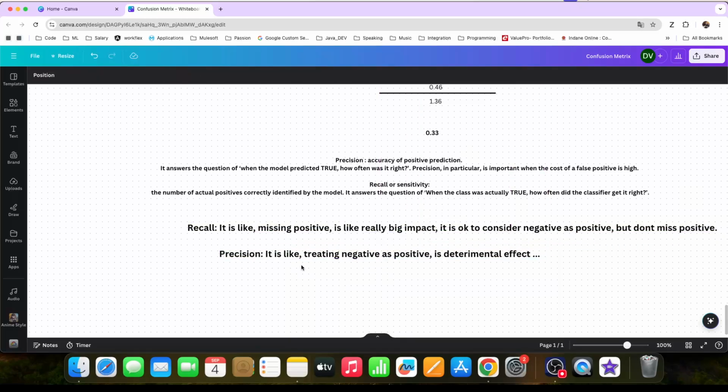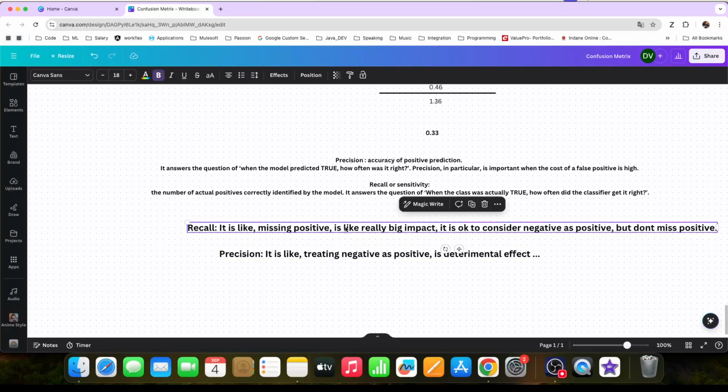Now precision. Precision is like, if you consider a negative as positive. For example, I would like to take an example of healthcare again. If someone is COVID negative, but the model says no, it's COVID positive, it has a detrimental effect, right? That person may end up having unnecessary drugs or unnecessary antibiotics. So precision is very important in those healthcare use cases.